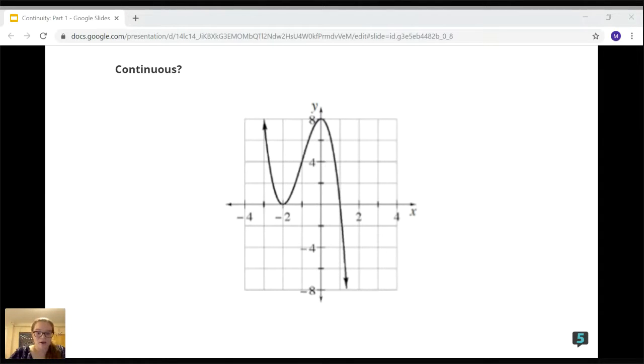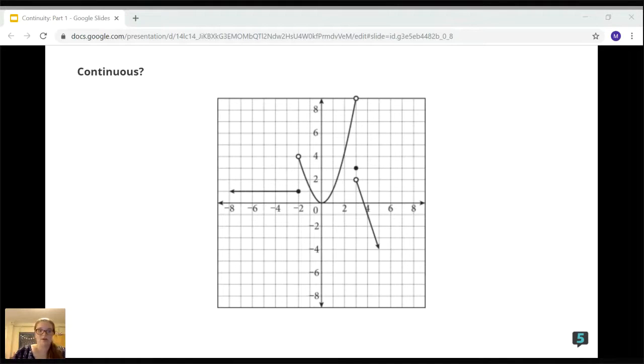And so the last step on AP, what they tell us to do, is just to say, yes, the limit equals 8. The function also equals 8 when we plug in 0. So we do have continuity at the point x equals 0 on this graph. All right, looking at our next graph.